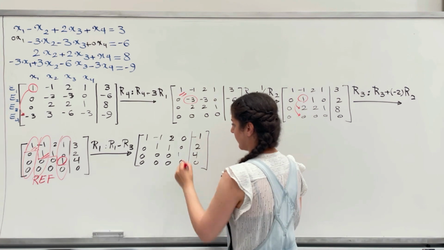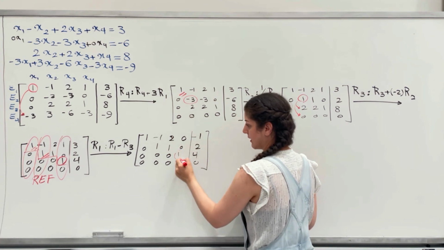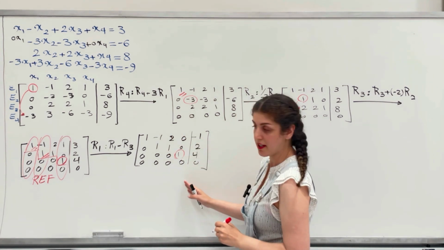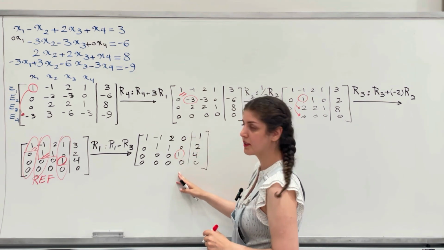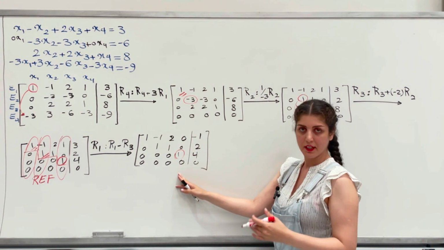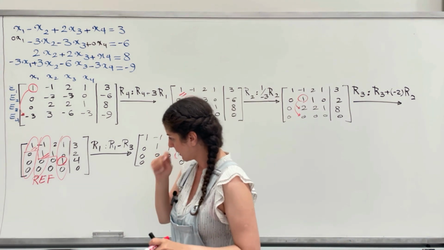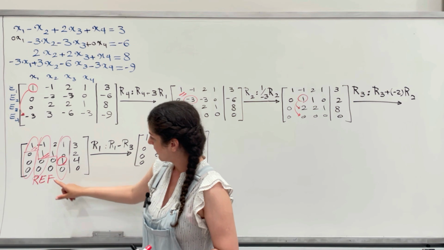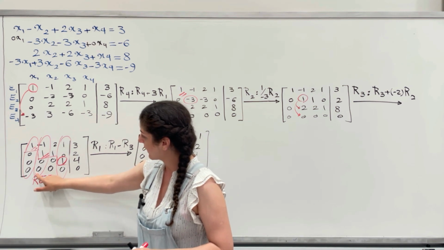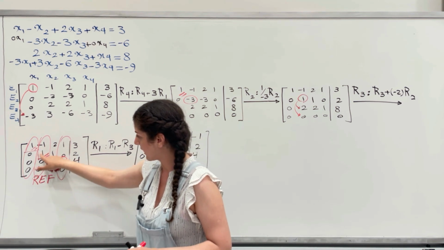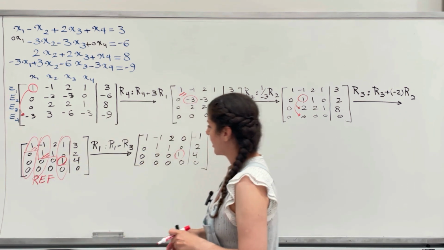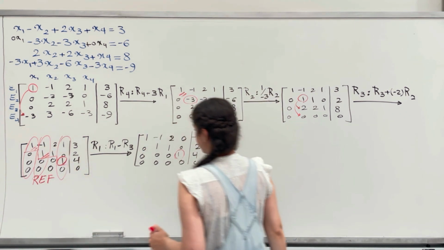And now look at this column. Look at the fourth column. Everything above and under the leading one is 0. Okay. Now let's look back here. I move to the second column. The column has the leading entry, right? And my goal is to make everything above it to be 0, right?